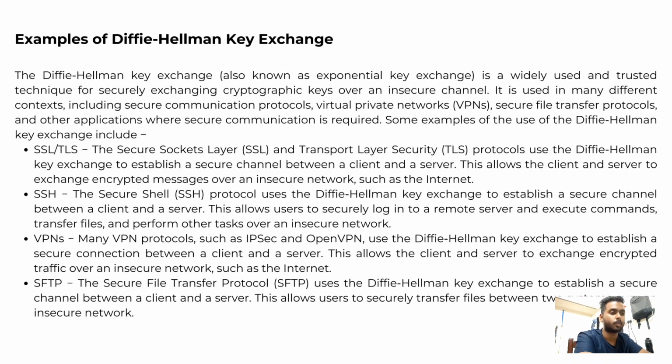VPNs, we all know that VPNs such as IPsec and OpenVPN use the Diffie-Hellman key exchange to establish a secure connection between the client and the server. And SFTP, the Secure File Transfer Protocol, uses the Diffie-Hellman key exchange to establish a secure channel between a client and a server. This allows users to securely transfer files between two systems.